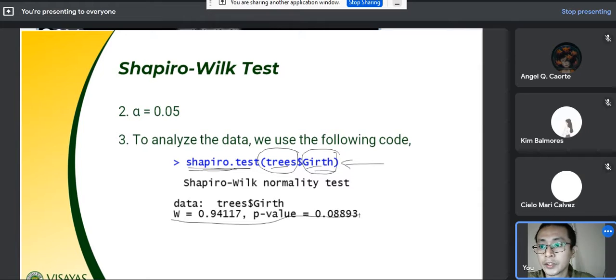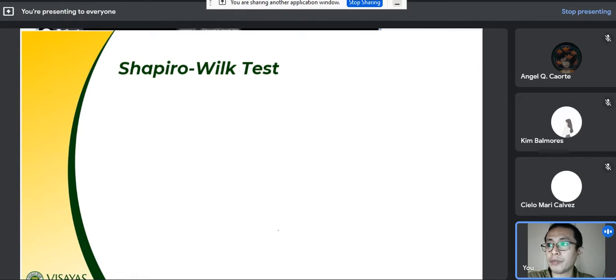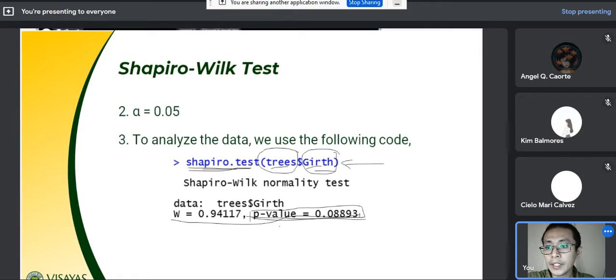So from the output, what we are interested in looking at is the p-value. This is the p-value that we're going to take out. So hence, our p-value here is 0.08893. Again, this is our p-value. Questions, class, or clarifications?